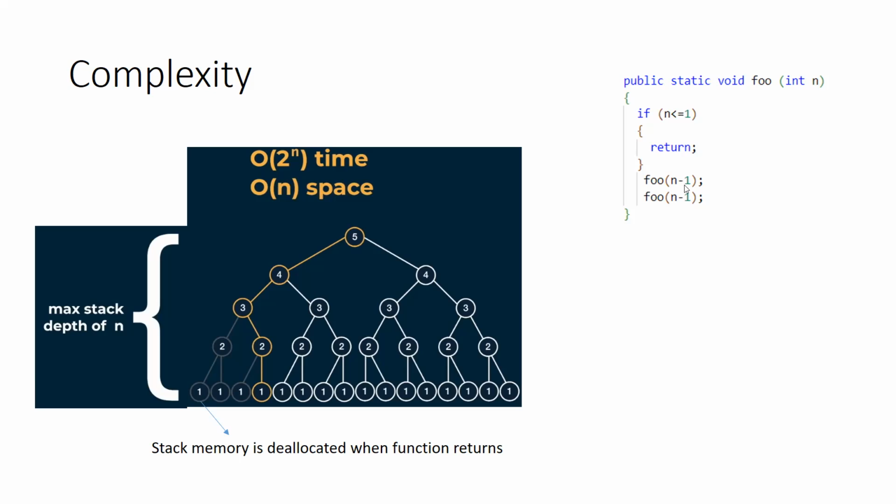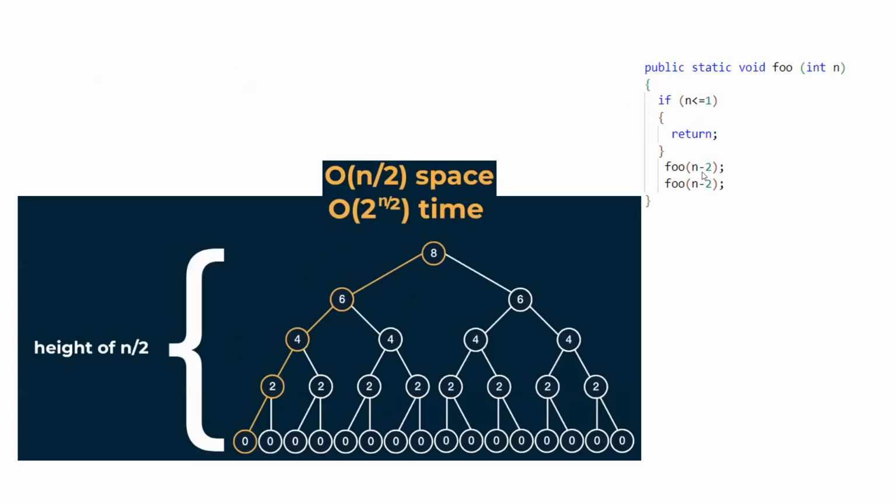Now what if, instead of n minus 1, you do n minus 2? So you call this function recursively, but with a decrement of 2. Everything else, the argumentation, remains the same, but now the height of the tree will be reduced by half.